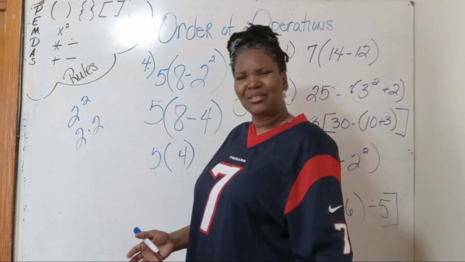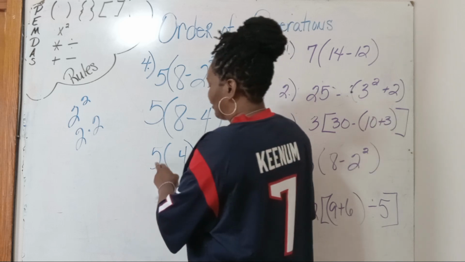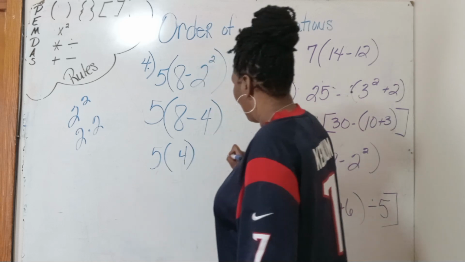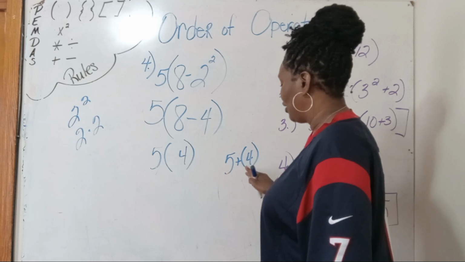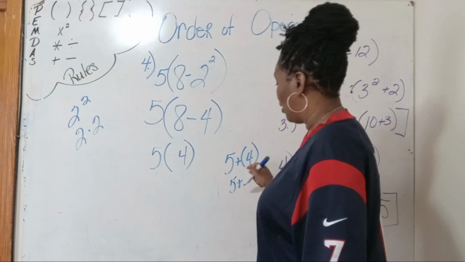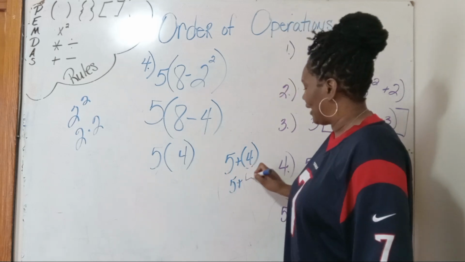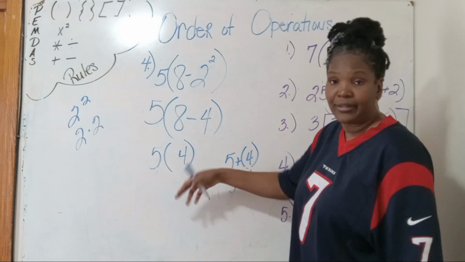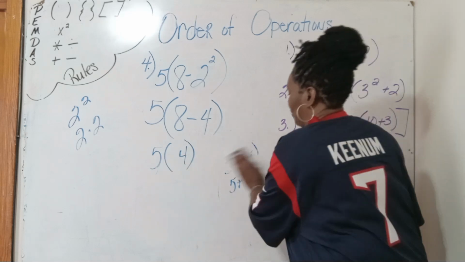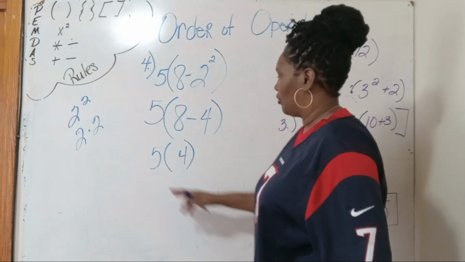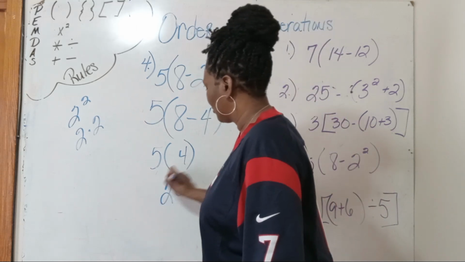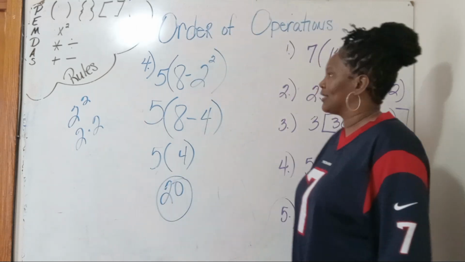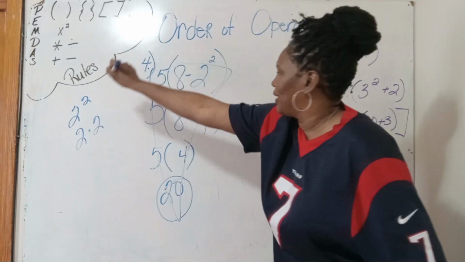Now, Miss Wilson, how did you come up with 5 times 4? Because the 5 is touching the parentheses. If it would have been like this, that would be 5 plus 4, and I would say, oh, that's the only number in there, bring down the 4. But there's no sign right there, so that tells me that they're multiplying, okay? So this is 5 times 4. What's 5 times 4? It's 20. Circle my answer. Boom, I got my Dorito chip.